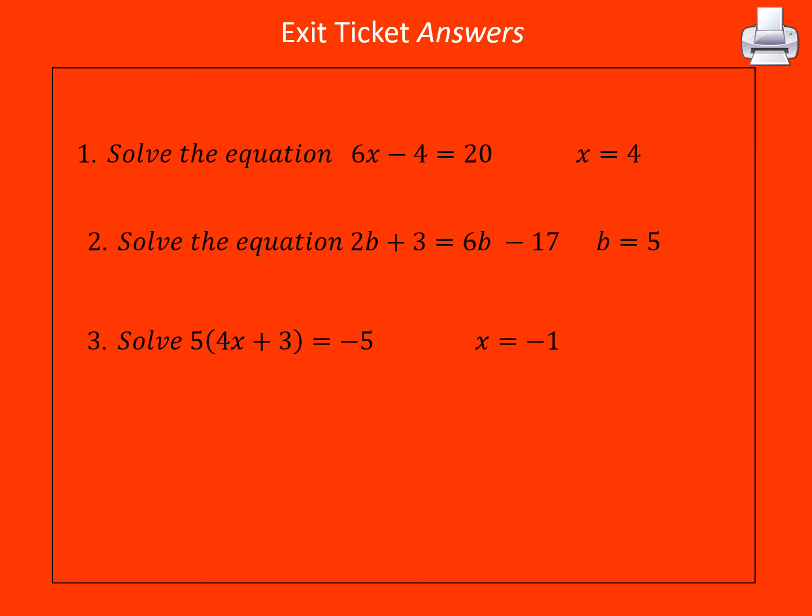The final question, solve 5 open brackets 4x plus 3 equals minus 5. We first have to eliminate the brackets, so we expand this out, so we end up with 20x plus 15 equals minus 5. So we need to subtract 15, so we get 20x equals minus 20, so x equals minus 1.